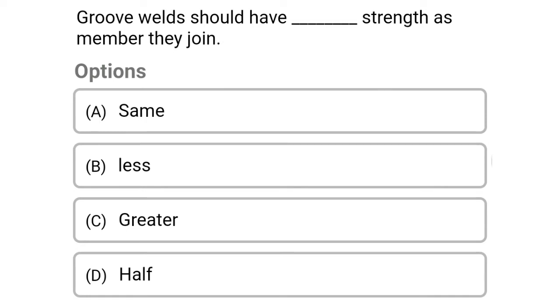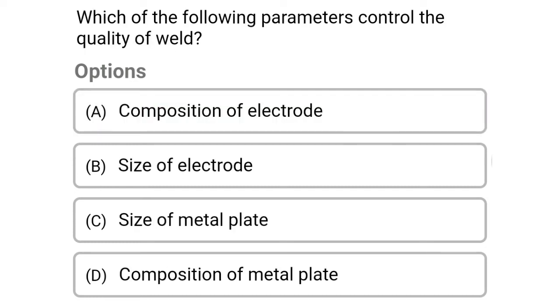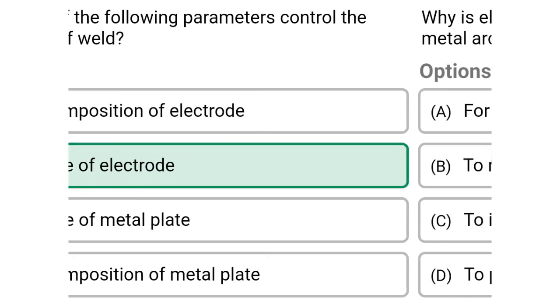Option A same, option B less, option C greater, option D half. The correct answer is option A same. So next question, which of the following parameters control the quality of weld? Option A composition of electrode, option B size of electrode, option C size of metal plate, option D composition of metal plate. The correct answer is option B size of electrode.